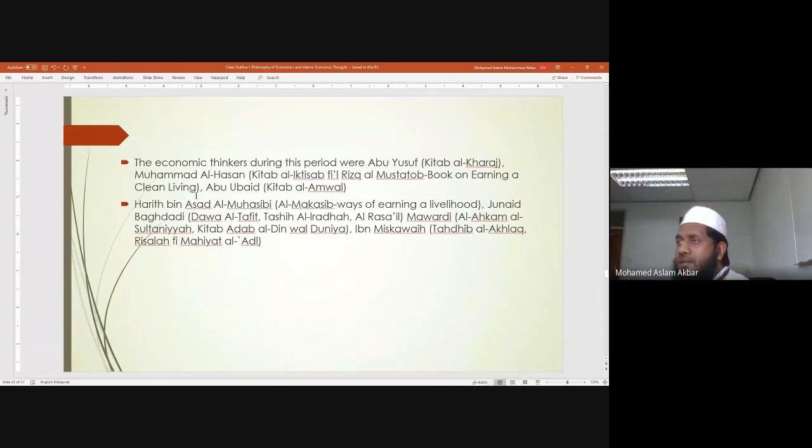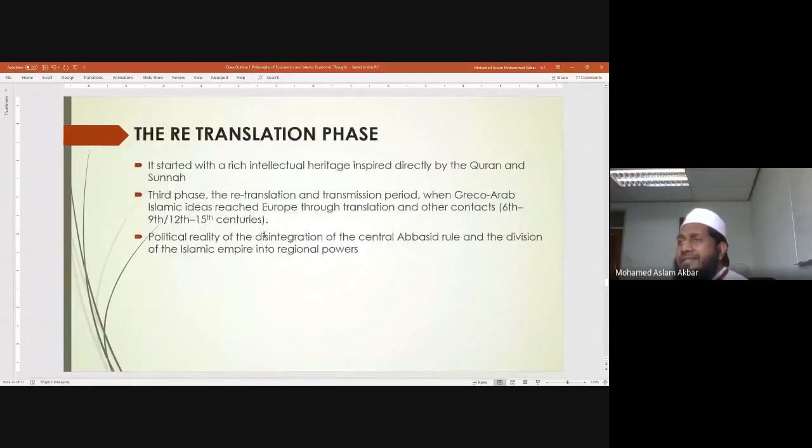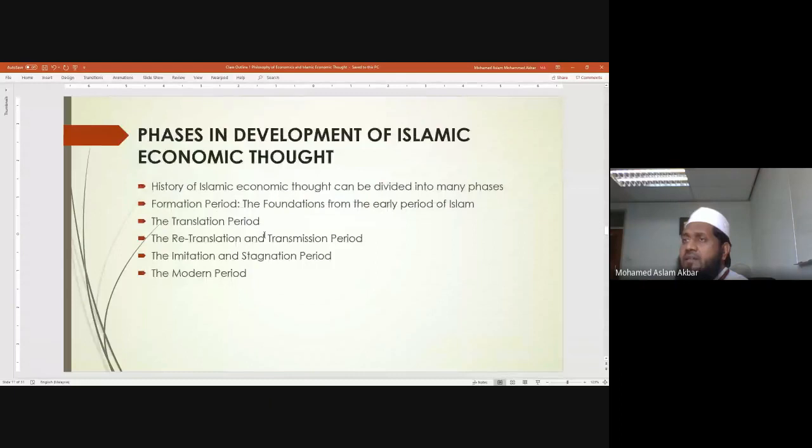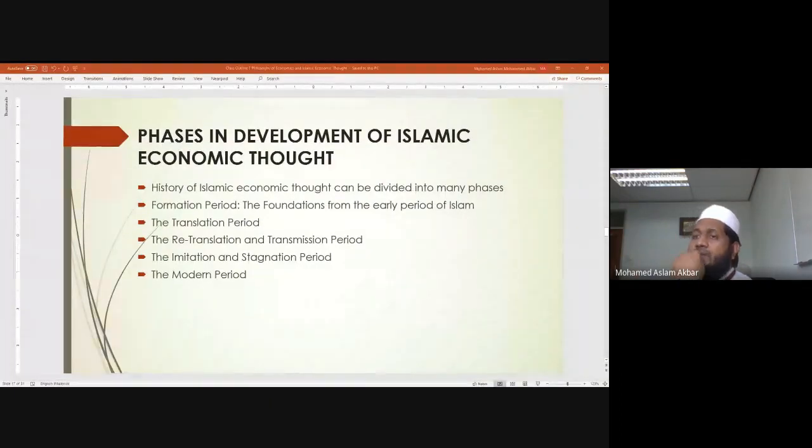Some other scholars also, which I didn't mention, for example, Harith bin Asad al-Muhasibi, al-Makasib, Ways of Earning a Livelihood. Mawardi is a book. Okay, I will come back to that. Then you have the translation phase, and then you have the retranslation phase. So I will just give you some other ideas about the translation period.